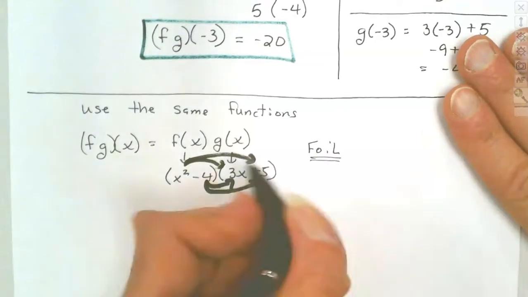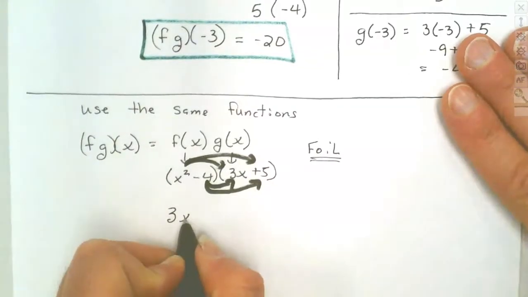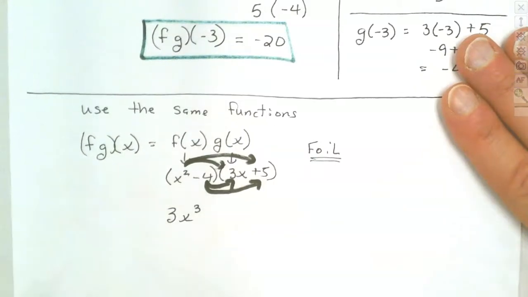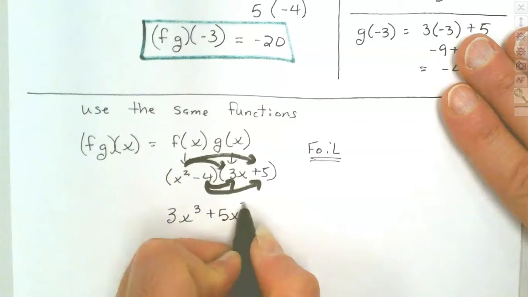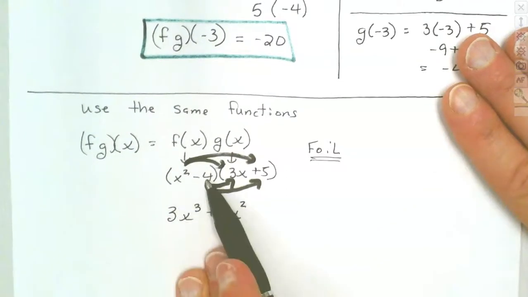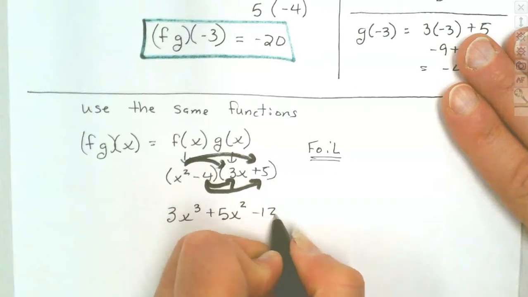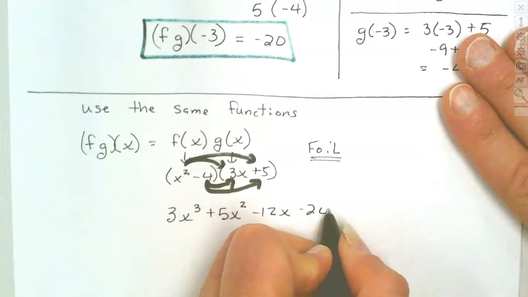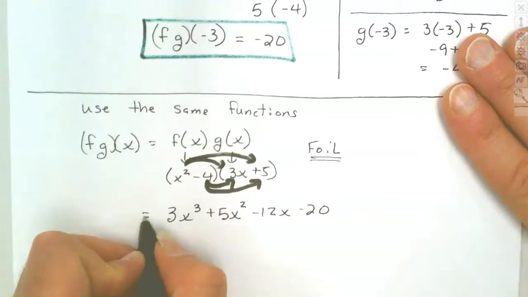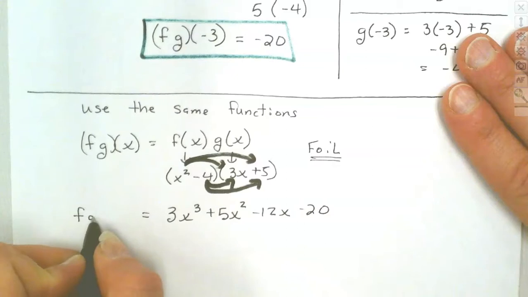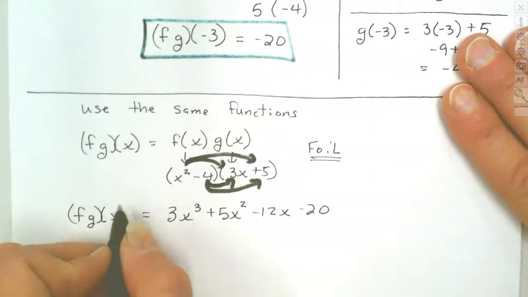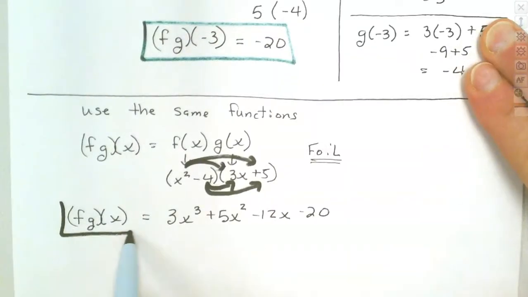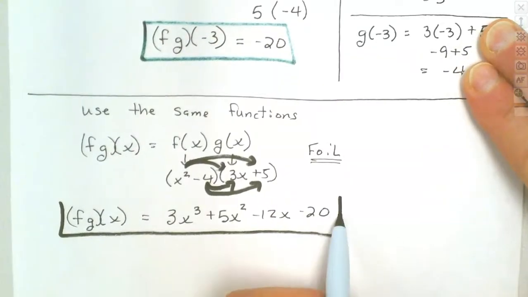X squared times 3x, that makes it 3x cubed. X squared times 5, that makes it a 5x squared. Inside, we've got a minus 12x. And last times last is a -20. Nothing goes together. So that is our final answer of f times g of x. We can't combine anything together because it's all different. So that would be simply our answer there.